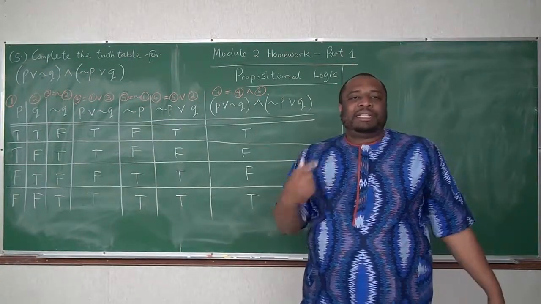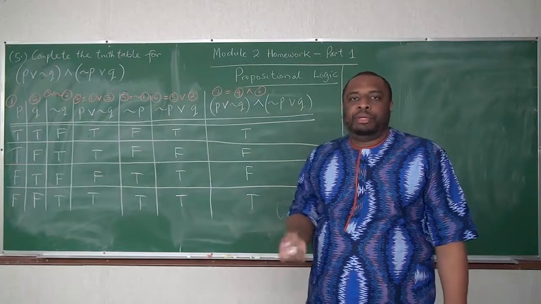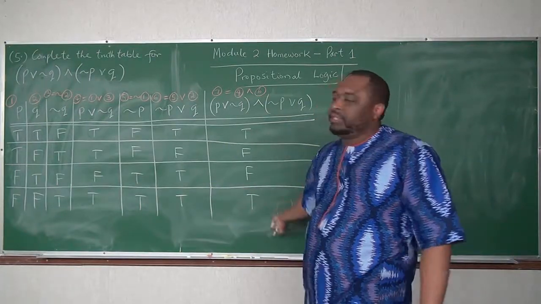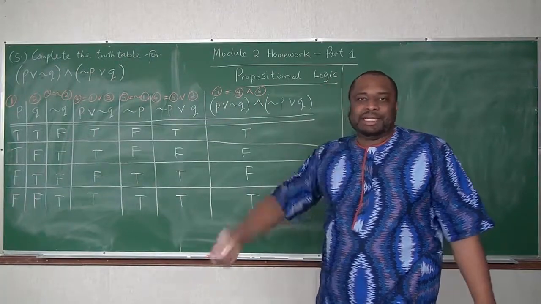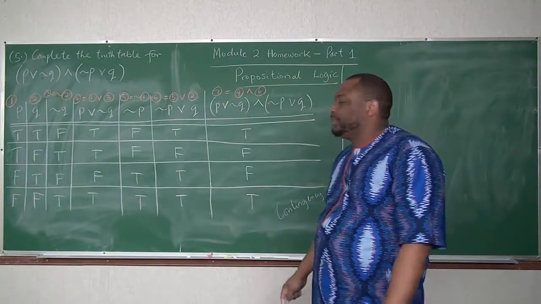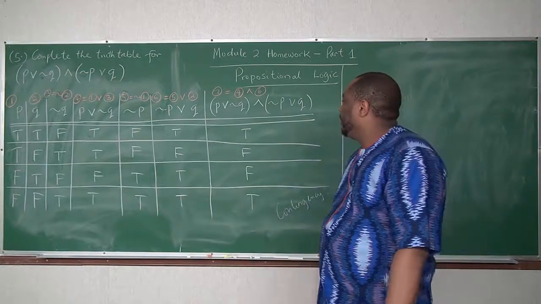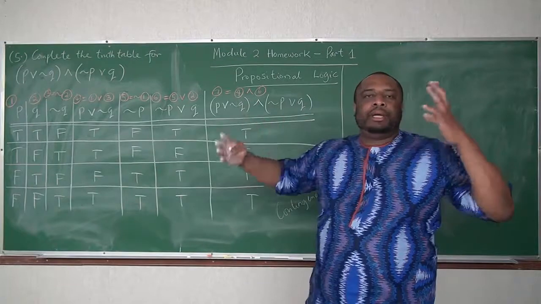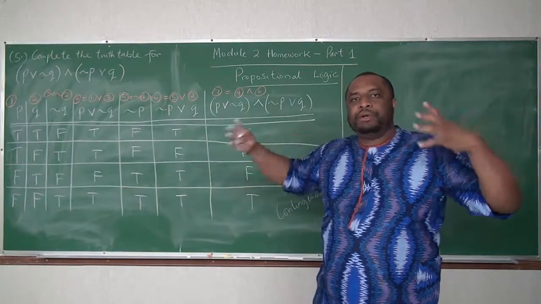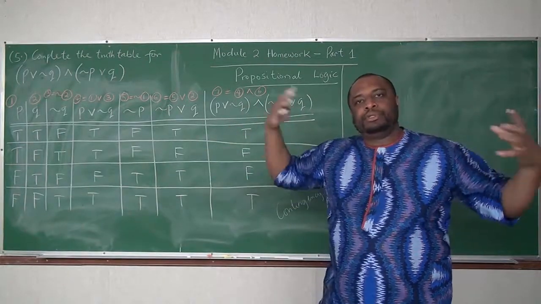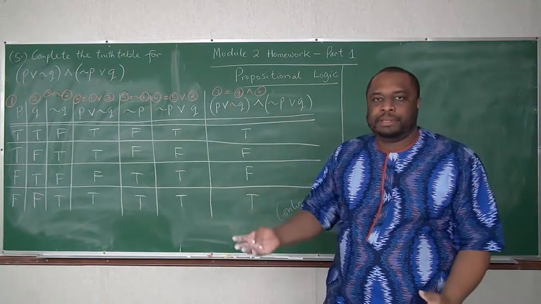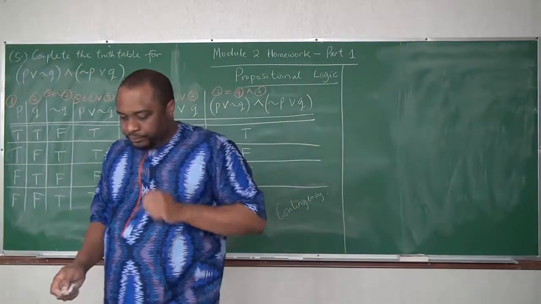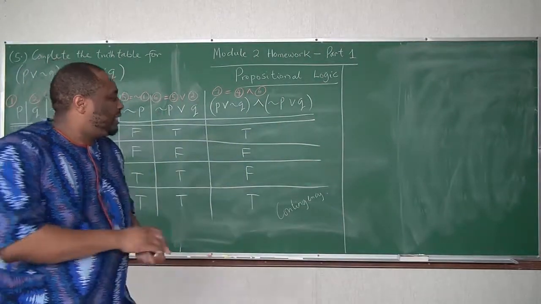If the truth values here were all false, then it's a contradiction. A contradiction is a statement that is never true, or always false. Some textbooks will say absurdity. Then contingency is when it could be true or false. Some of the truth values are true, some of them are false. It's a contingency. Okay. Question 6.